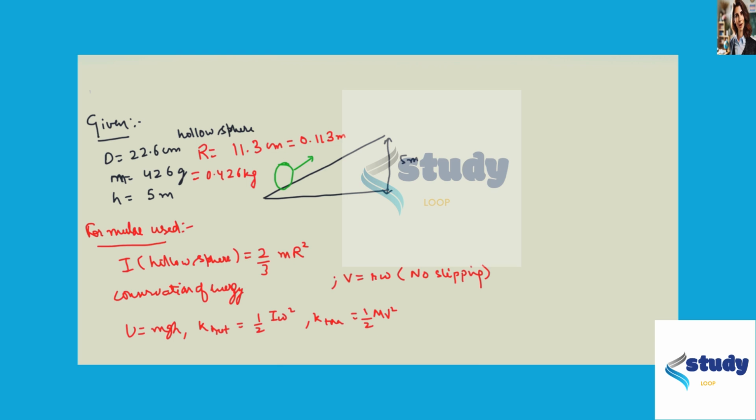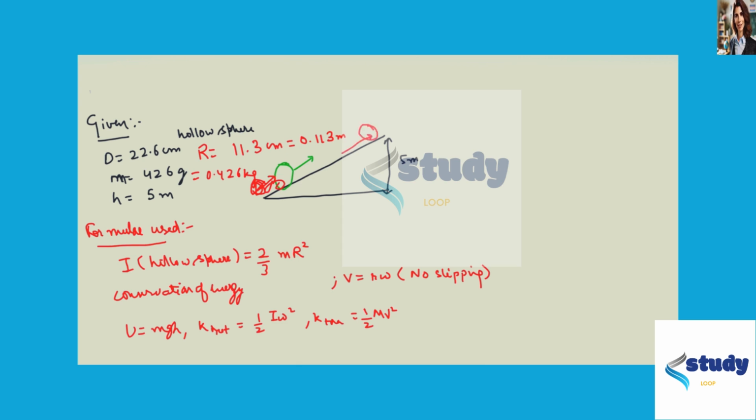This hollow sphere moves upward and reaches a height of 5 meters from the ground. We need to find the acceleration, the angular velocity and the rotational kinetic energy. At the beginning, it has rotational kinetic energy. So this is the ball and it is moving upward.